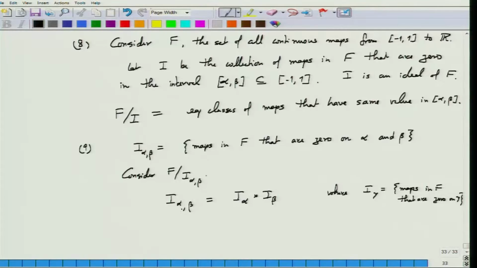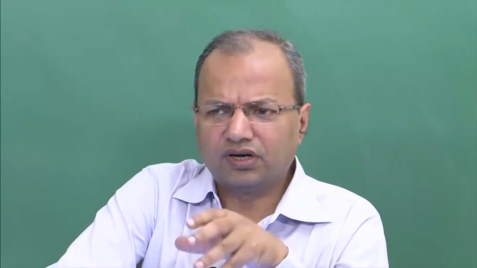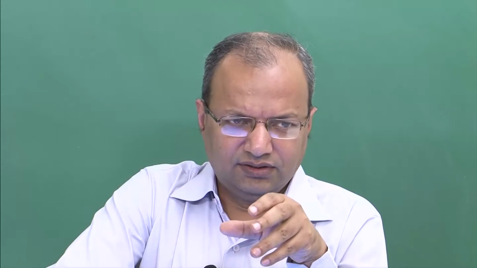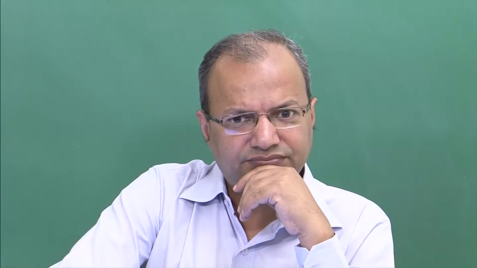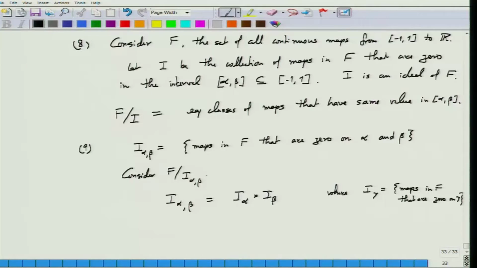But that only shows one way. How about taking a map which is 0 on both alpha and beta? Can I write it as a product in this form? Let it have the F. So if a map is 0 on both alpha and beta, can I write it as a product of two continuous maps? One of them is 0 on alpha, the other is 0 on beta. That's an idea, yes.